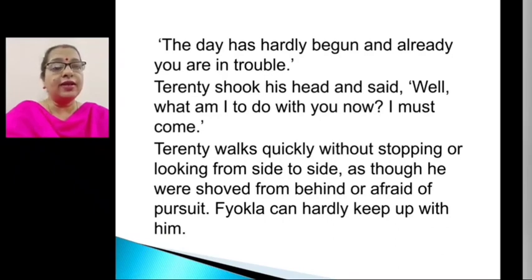"The day has hardly begun and already you are in trouble?" Terenti shook his head and said, "Well, what am I to do with you now? I must come."